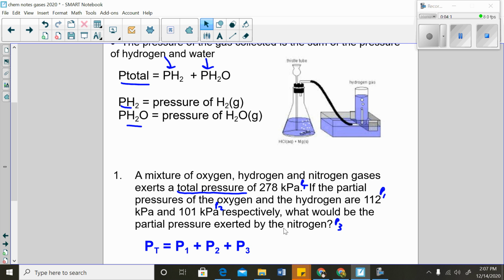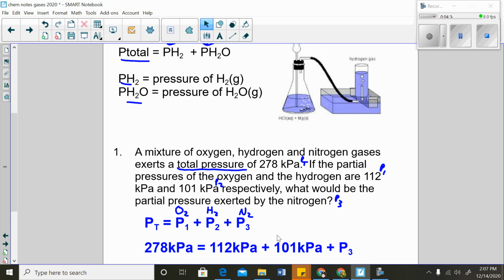Well, here's Dalton's law. So I have P1 plus P2 plus P3 because I had 3 separate gases. You had oxygen, hydrogen, and nitrogen. Okay, and you also have the total. You just don't know what the nitrogen is, right? You've got oxygen, hydrogen, the total, you're missing nitrogen. So that's exactly what I plugged in. The 278 kPa is my P total, oxygen's 112 kPa, hydrogen is 101 kPa. How do you get P3?